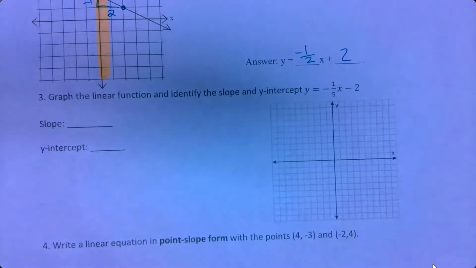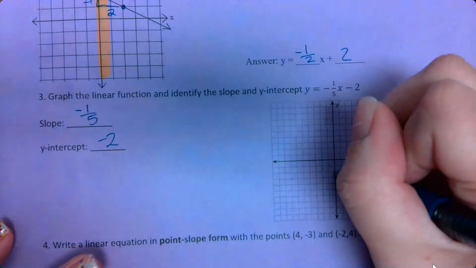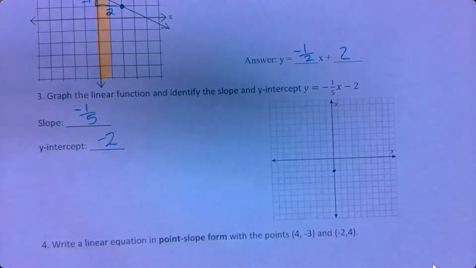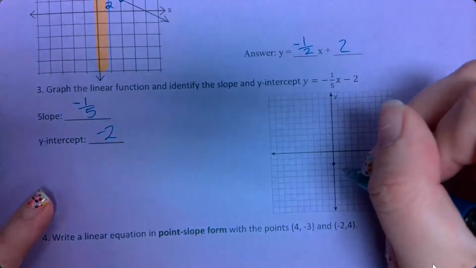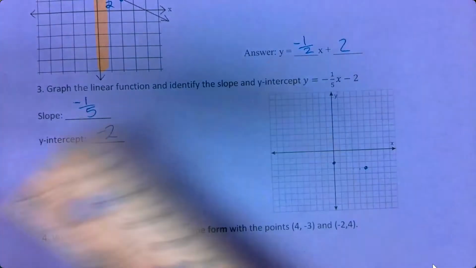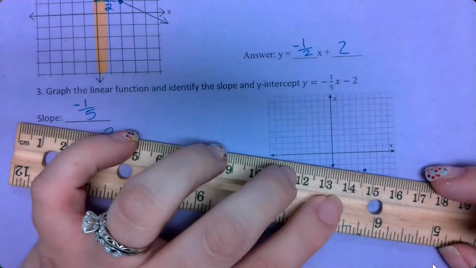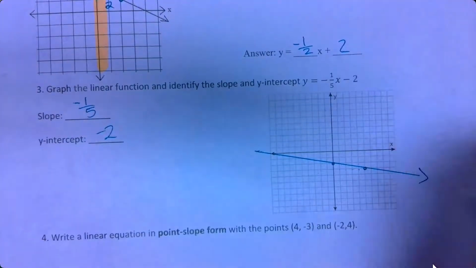This one wants me to graph the linear function and identify the slope and y-intercept. Slope is the number in front of the x, so I have negative 1/5. And my y-intercept is the number at the end, including the sign, so negative 2. I'm going to go down 2 squares and put my point on the y-axis. Then for my slope, my top number is the one that becomes negative, so I'm going to go down 1 square, and I'm going to go right 5. 1, 2, 3, 4, 5, and then I connect. So here is my point.